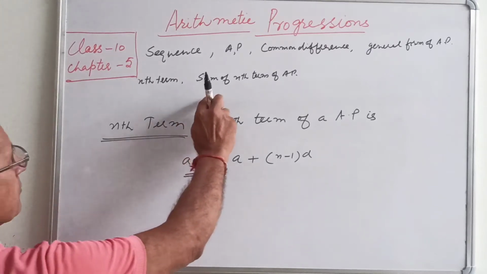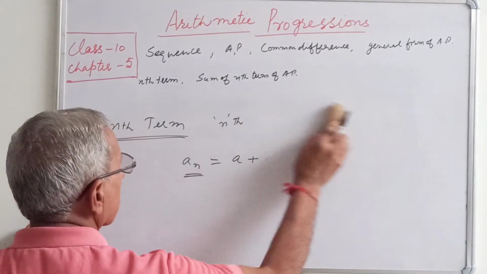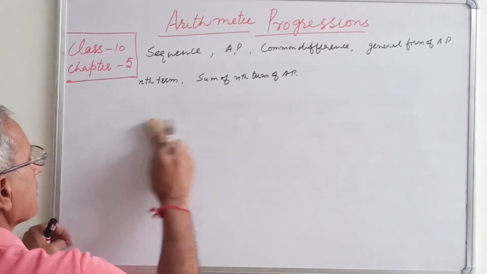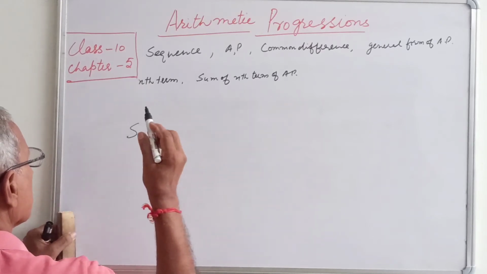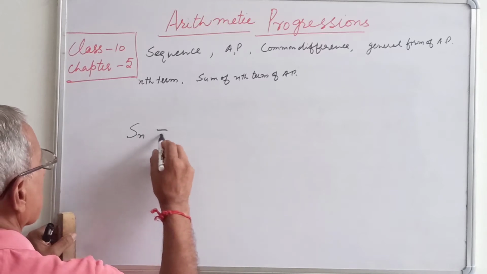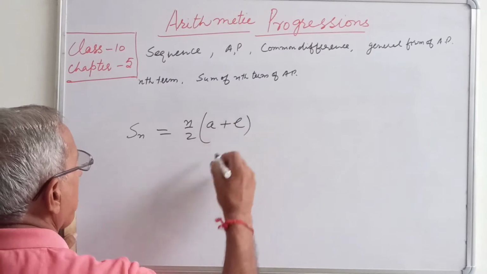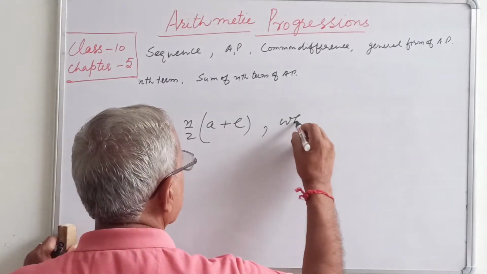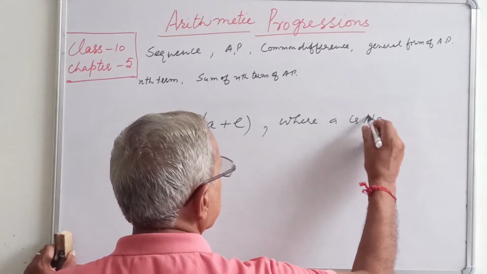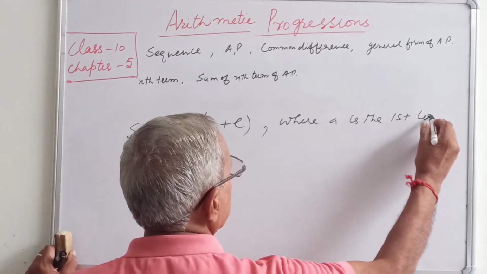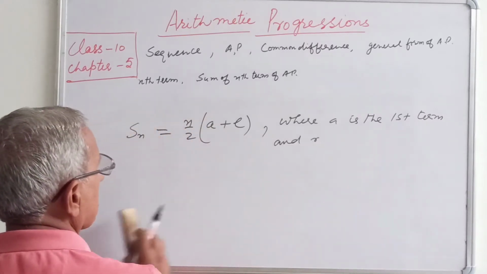Then the sum of the first n terms of an AP. How can we find the sum of the n terms of an AP? If n is the number of terms, then Sn will be given by n/2 into A plus L, where A is the first term and L is the last term.